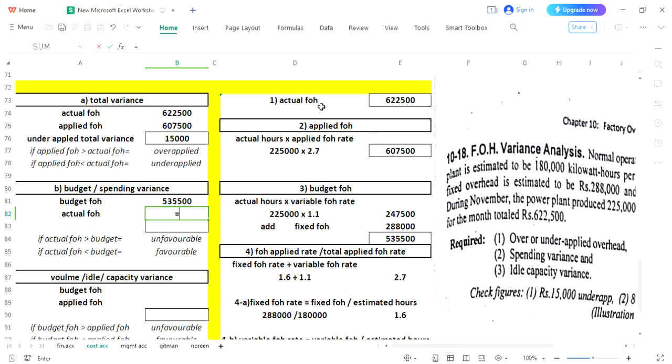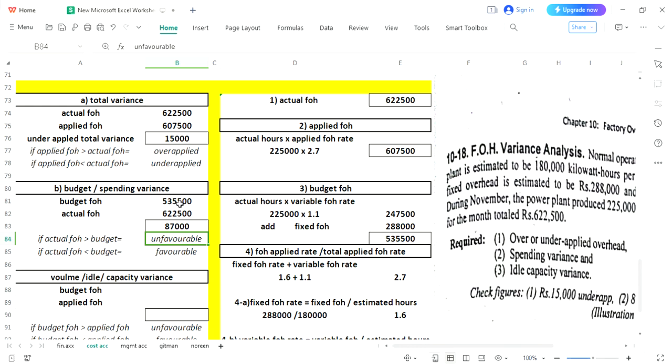First requirement, first calculation, first working which we have done was actual FH, and this was 6,22,500. Put over here. Budget variance will be calculated by taking the difference of budget and actual. So budget FH was 535 and actual FH was 622. So you will take the difference of both. To calculate the difference, you will subtract both amounts. Here you have got 87,000.